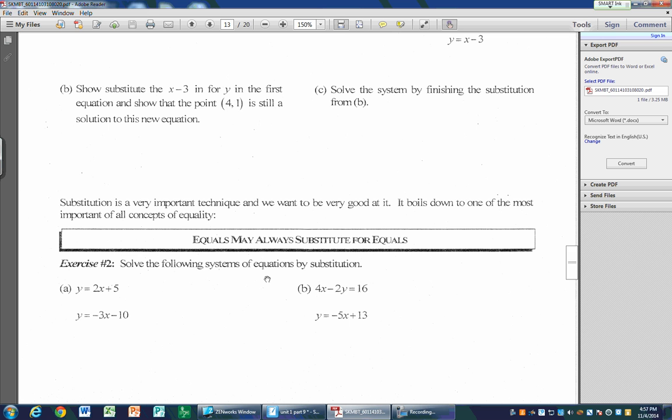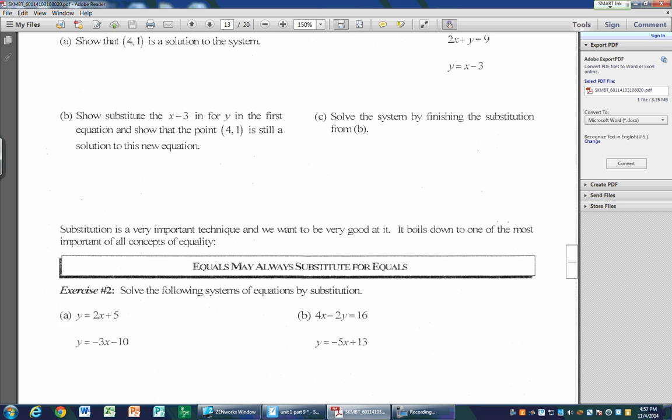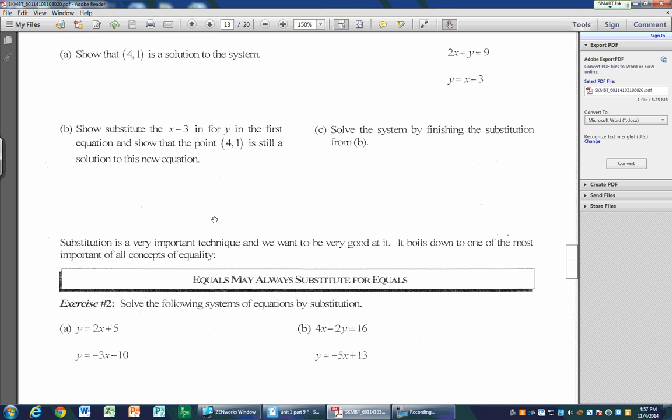here's the big deal. Show substituting in the x minus 3 for everywhere that we see y in the first equation, and show that the point 4, 1 is still a solution to the system. Okay, so it says take the x minus 3. Why would it say take the x minus 3? Because here it says y is the same as x minus 3.